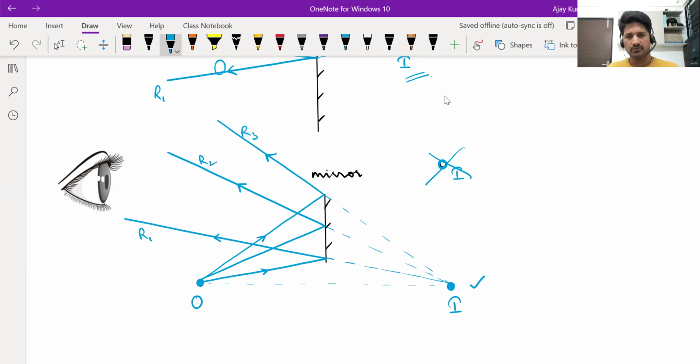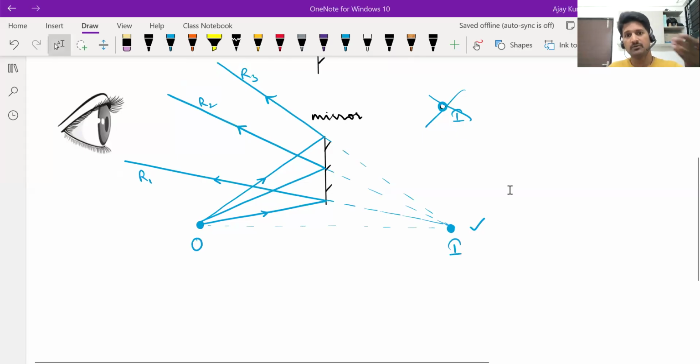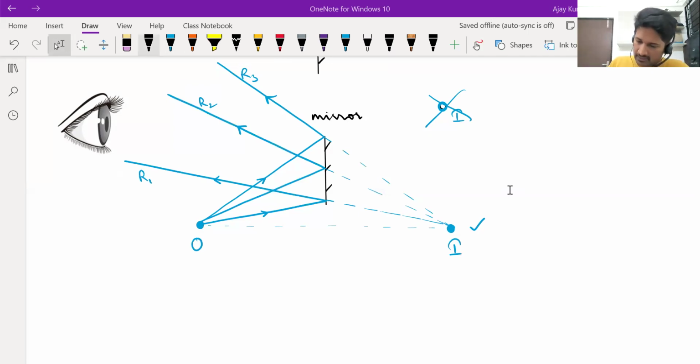So whether it's a complete mirror or a broken mirror or only a part of a mirror, the image will form as if it was a complete mirror. Because had the mirror extended all the way till here, the image would have formed here. Basically, where the image forms depends on how the rays get reflected. And the way the rays are reflected is the same whether it's a complete mirror or only a partial mirror like this.